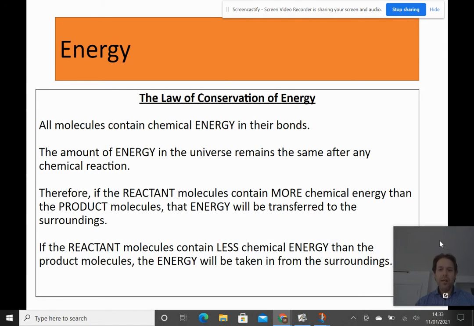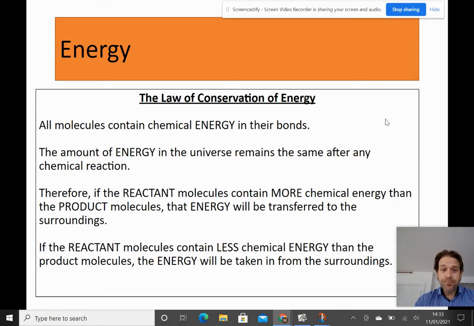Let's now have a look at a bit of physics, but it actually applies to all science, including biology, when we start talking about energy. Okay, the law of conservation of energy is a really, really important aspect to get in your head, okay? Energy cannot be created or destroyed. Yeah, it can only be transferred from one form to another.